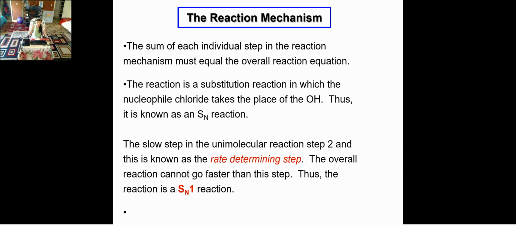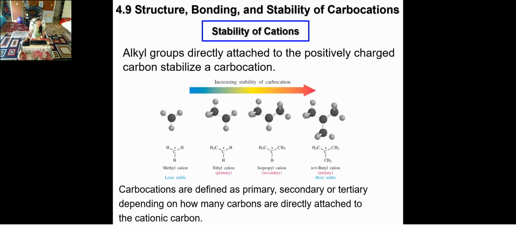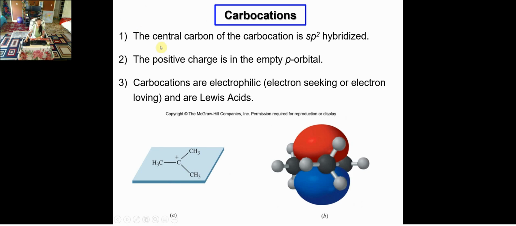In this case, is your step 2. So this is about the SN1 reaction. So let's move on to the structure, bonding, and stability of carbocations. As we mentioned, your carbocation has 3 key natures. Number 1, the carbon in the center of your carbocation takes sp2 hybridization, which means this carbocation usually is a trigonal planar structure.